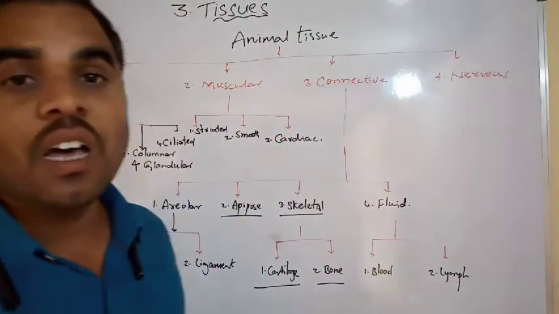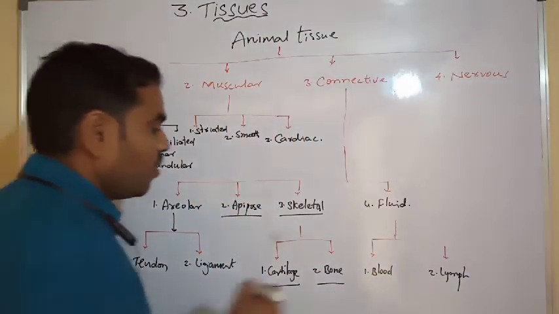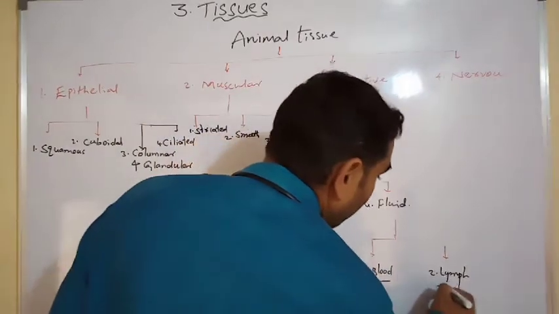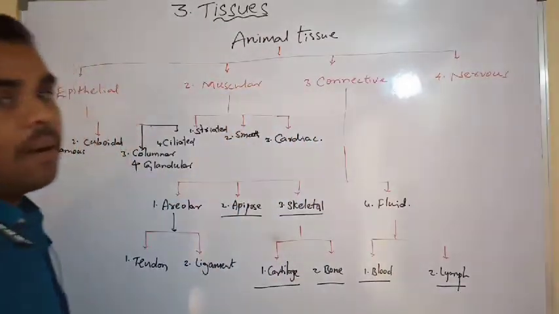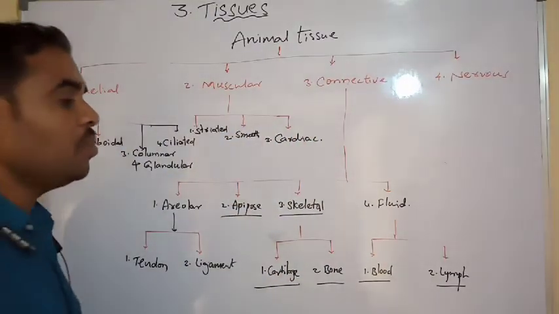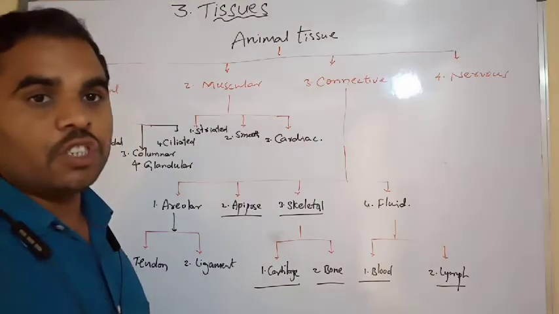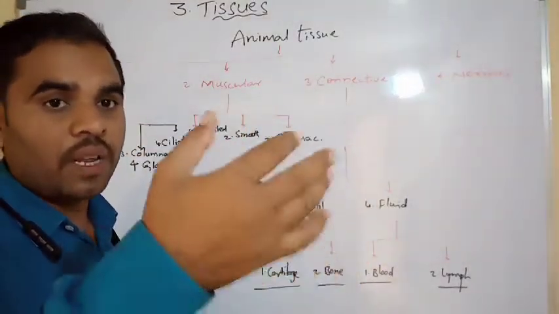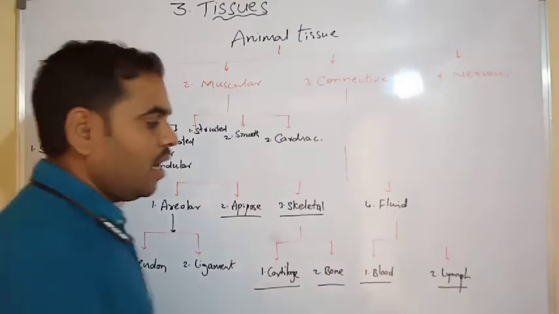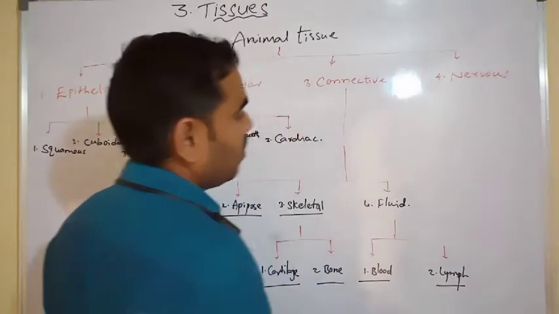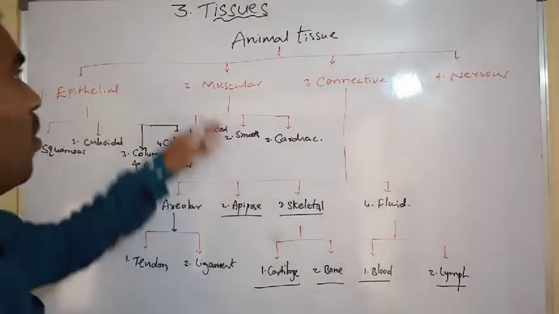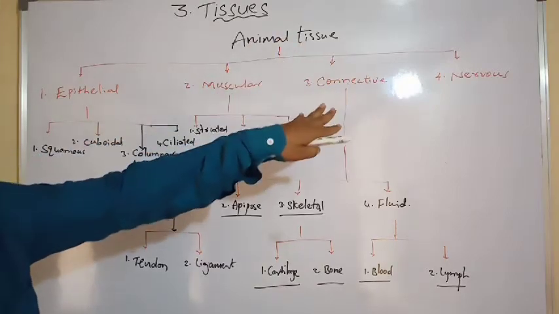Next, fluid tissue: blood and lymph. The main function of blood is transporting oxygen and nutrients to each and every body cell. Lymph is also there, with lymph nodes. That is about animal tissue in this session.